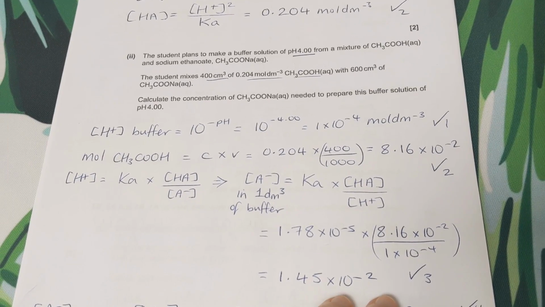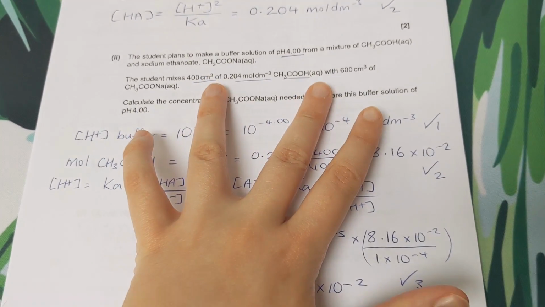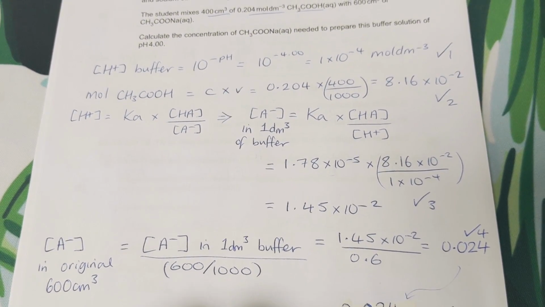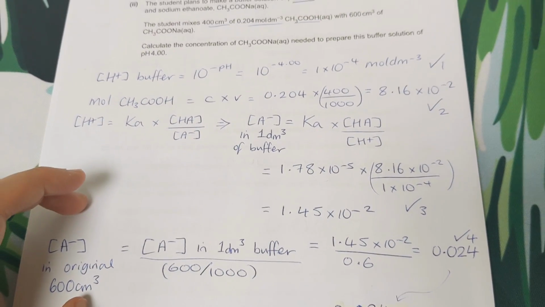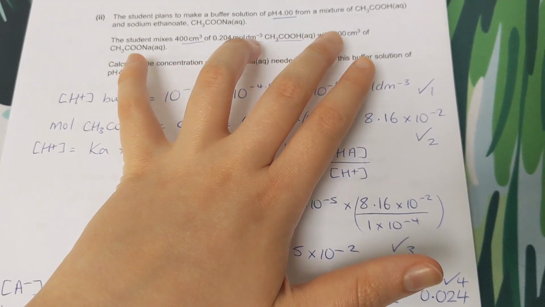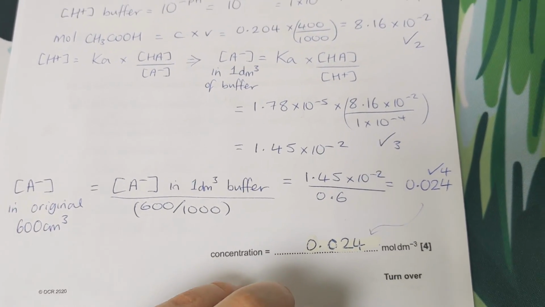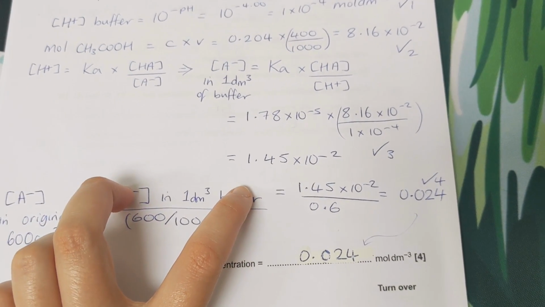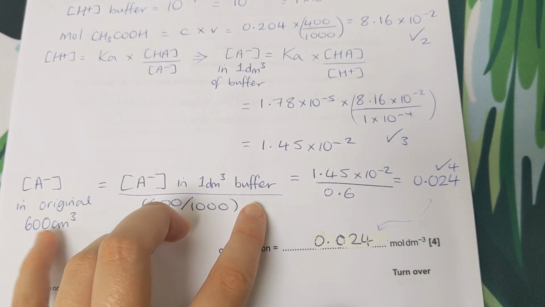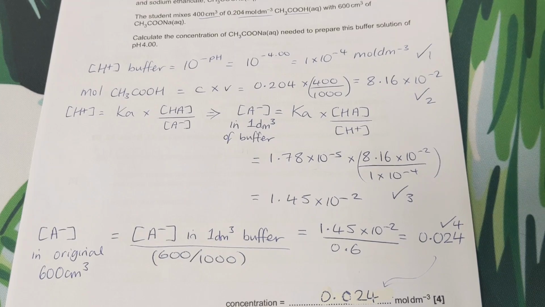But this concentration here is in the 1 decimeters cubed or 1,000 centimeters cubed of the buffer. We want to find the concentration of the salt in the original 600 cm3, because we want to know what concentration we need when we're getting this 600 cm3 of the salt. So to do that, we're going to do the concentration that we just worked out over the volume, the original 600, and we come out with 0.024.